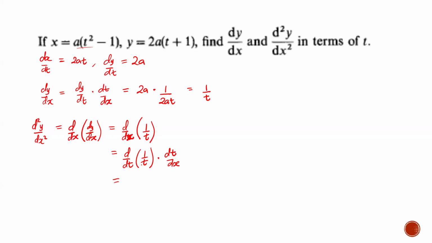Now this is the same as t to the power -1, which when you differentiate with respect to t, you should get -1 over t squared. And dt/dx is simply the reciprocal of dx/dt, which is 1 over 2at. And therefore your answer here will be -1 over 2at cubed. And that's how we use further differentiation even while dealing with parameters.